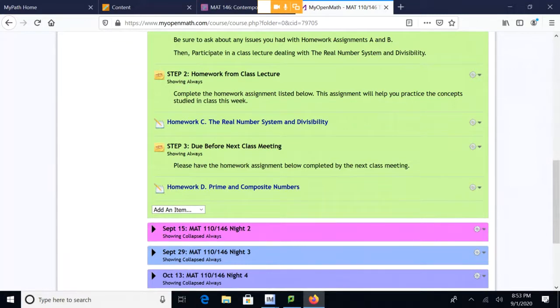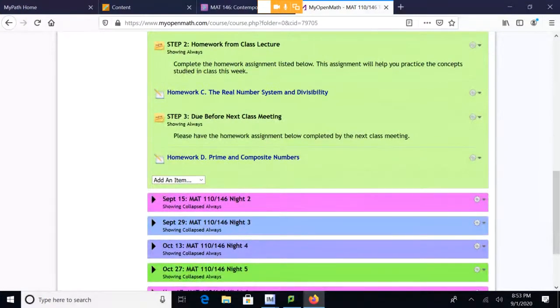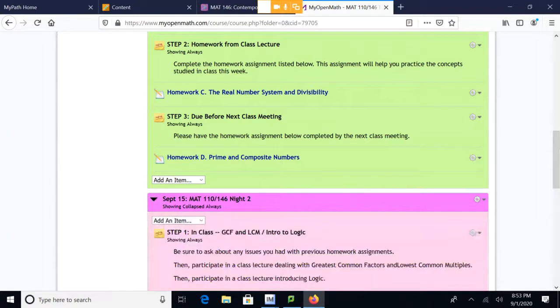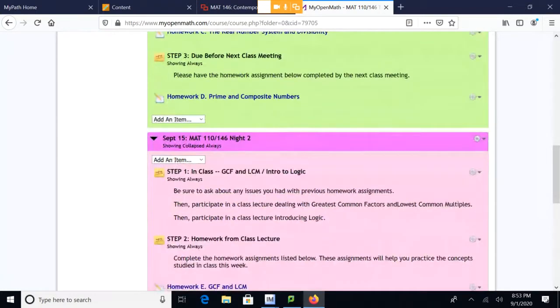All right, and then after that you have prime and composite numbers. So you'll talk about homework D, prime and composite numbers. So that's all you have to do. You have 2 homework assignments, and finish up looking at those 2 numbers for divisibility. Is that okay? And next time in class, we're going to talk about the greatest common factor and the lowest common multiple. And we'll have an introduction to logic.